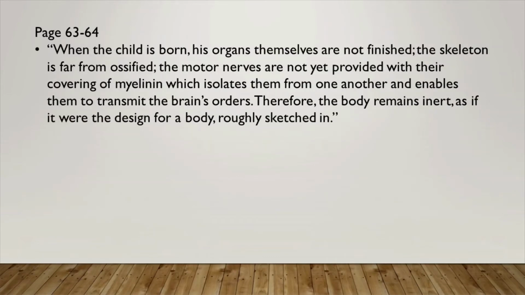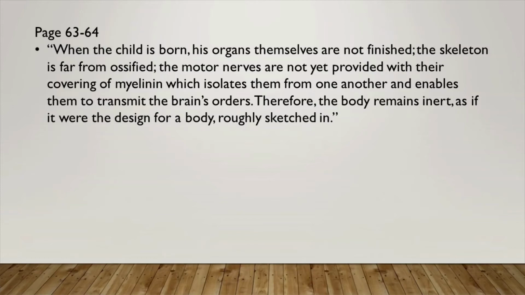On pages 63 to 64, Montessori says, "When the child is born, his organs themselves are not finished. The skeleton is far from ossified. The motor nerves are not yet provided with their covering of myelin, which isolates them from one another and enables them to transmit the brain's orders. Therefore, the body remains inert, as if it were the design for a body, roughly sketched in." And I find that to be a really interesting thought, right? We have this outline of a person, but it's a rough sketch. We're really filling it in. Those first few days of life are so important. That spiritual embryo, that child, is beginning to bring everything together and fill it in.